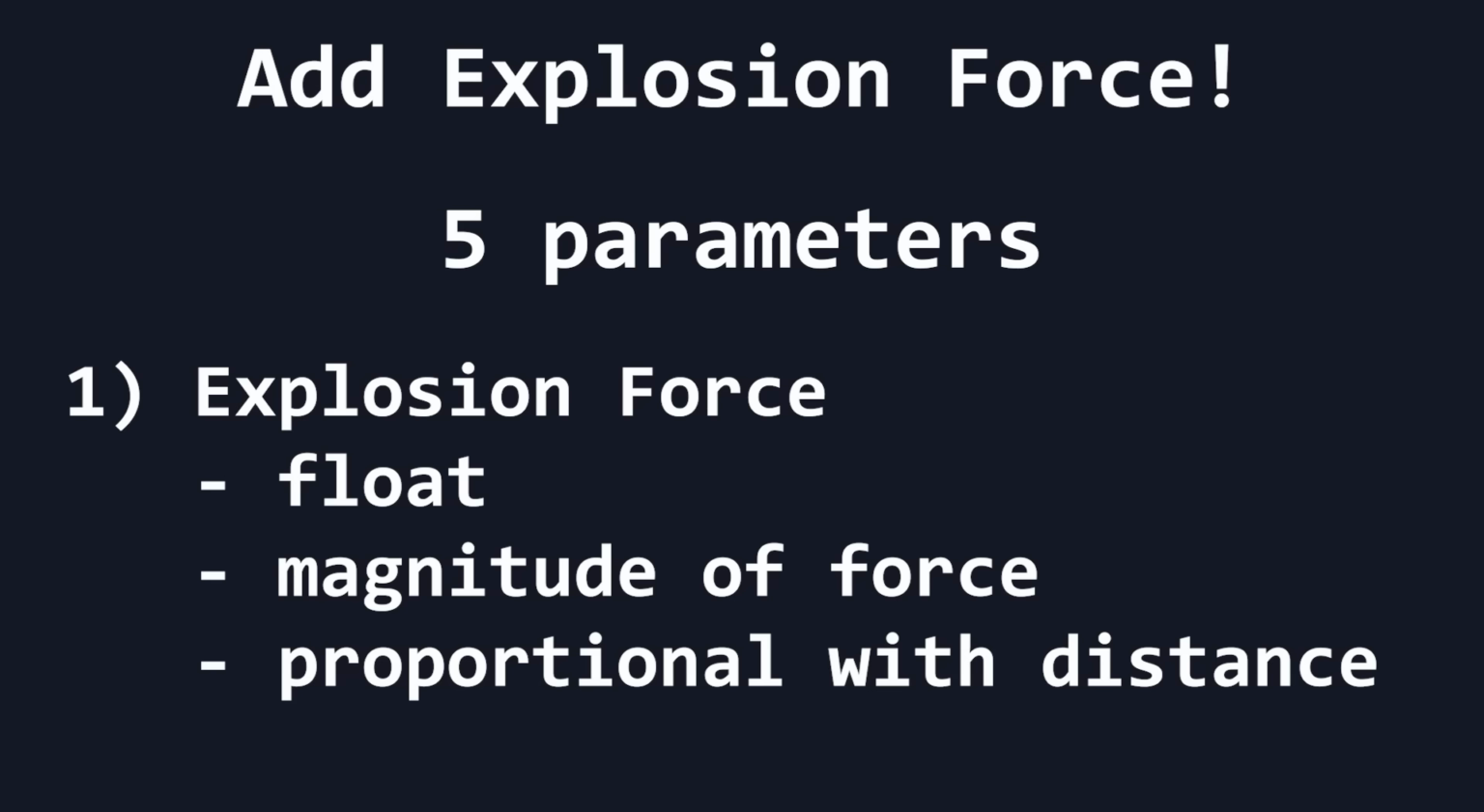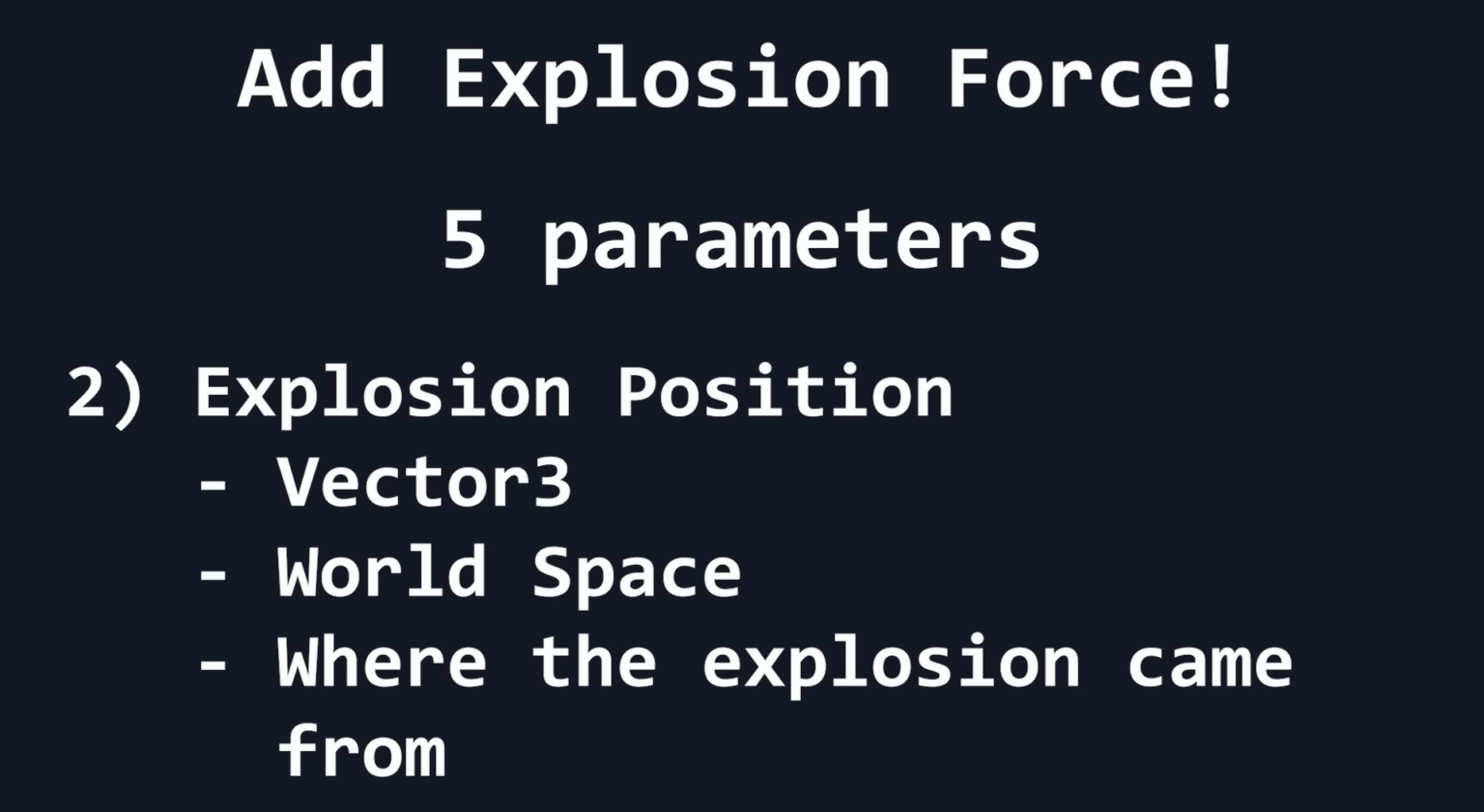The first is the explosion force, which is a float acting as the magnitude of the explosion force. This magnitude is proportional to the distance from the explosion point, so objects farther away get a smaller force exerted on them. The next one, explosion position, is a Vector3, which is a point in world space where the explosion is coming from.